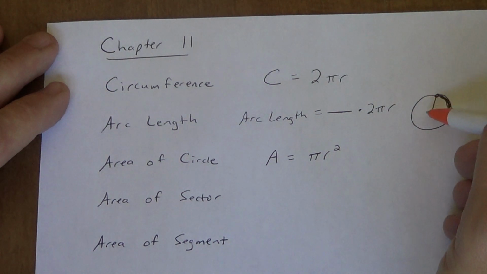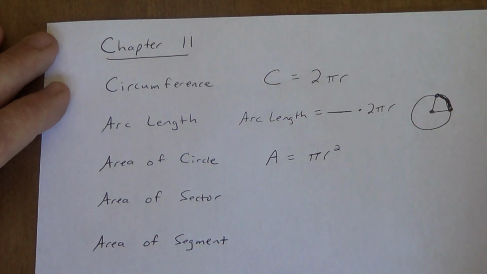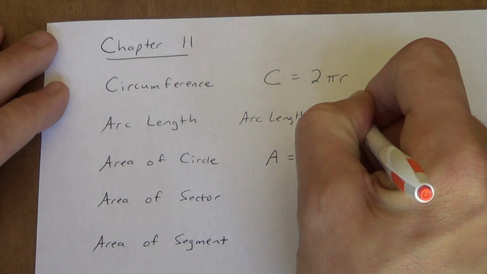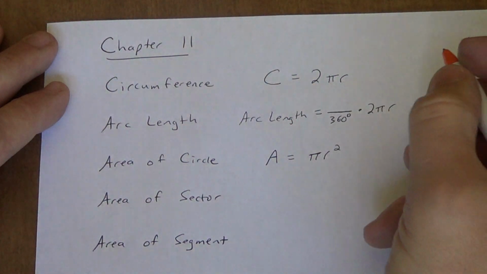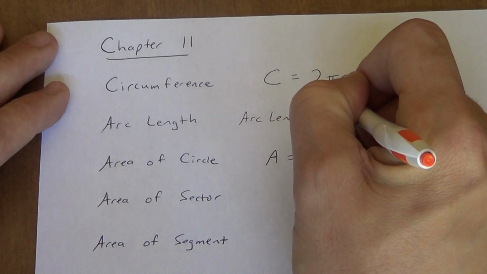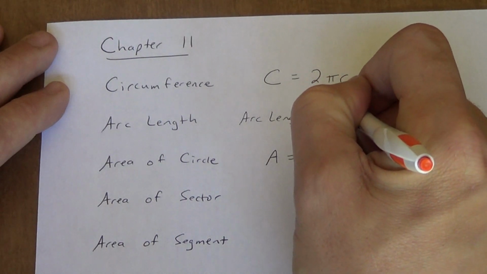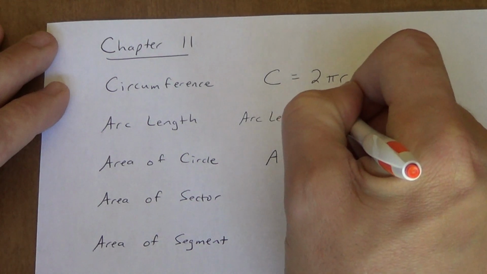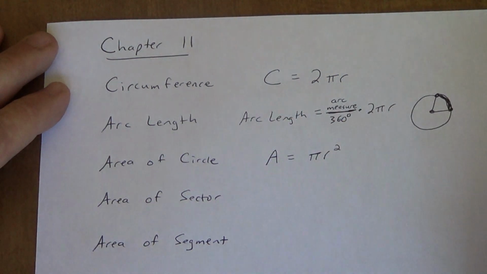If this was 90, that's pretty easy. 90 out of 360 is 1/4 of the circle. So it's a fraction, and it's related to the arc measure, and we always put it over 360 degrees. And then I'm going to write this as arc measure, because I didn't leave myself enough space to write it out long ways. And the arc measure is in degrees as well.